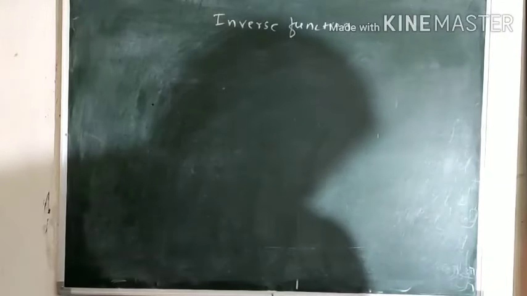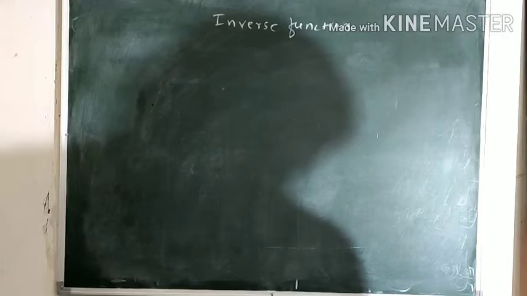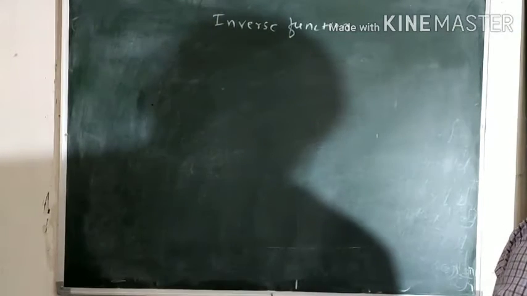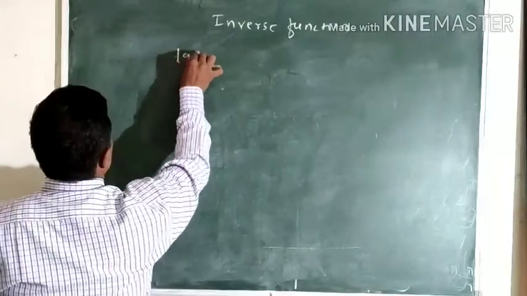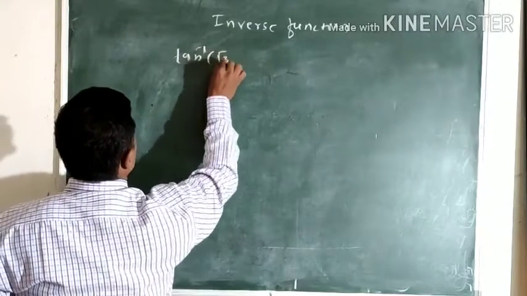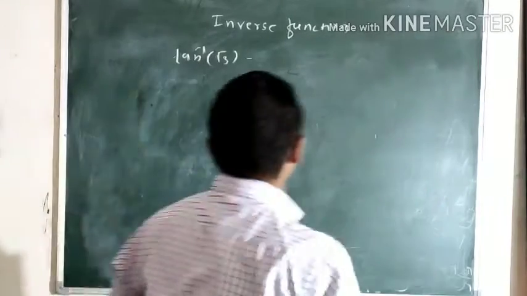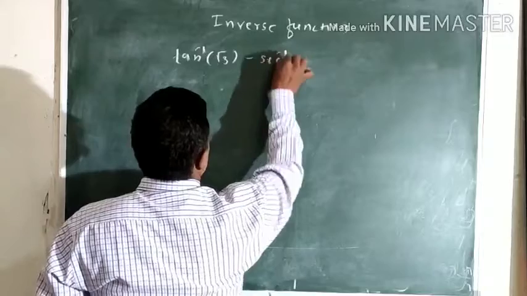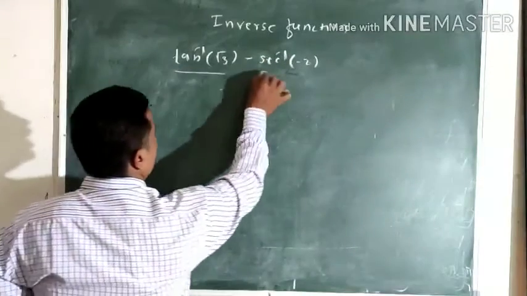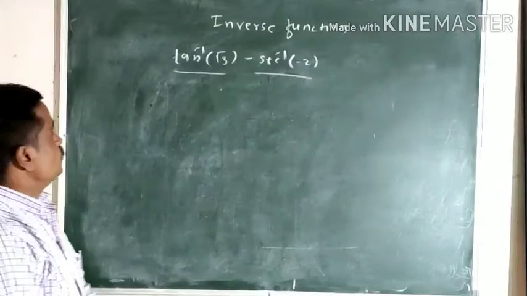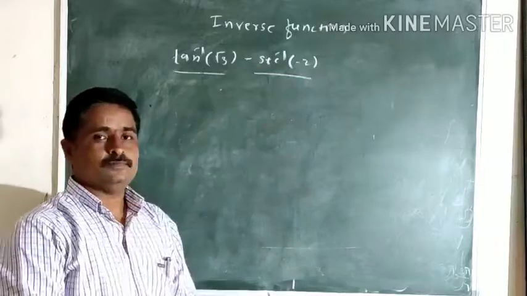That is tan inverse of root 3 minus sec inverse of minus 2. So we have to calculate the value of these two inverse functions by subtracting: tan inverse of root 3 minus sec inverse of minus 2.